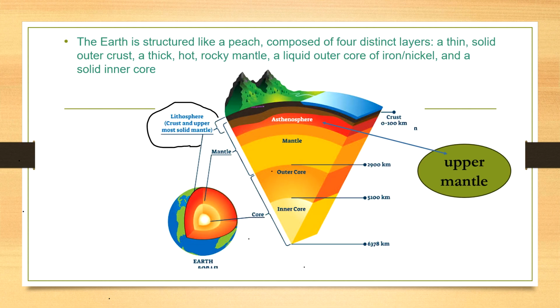The layer below it is called asthenosphere, that is upper mantle. Separately, upper mantle is called asthenosphere, and this asthenosphere plus the layer above it, it is called lithosphere. Then comes the mantle, and then the outer core and inner core. Now in the next slide we will discuss that which layer is solid and which is liquid.